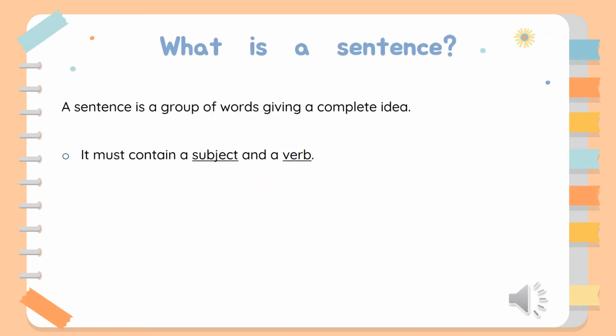First of all, what is a sentence? A sentence is a group of words giving a complete idea. It must contain a subject and a verb. All sentences have a noun or pronoun component called the subject and a verb part called the predicate.